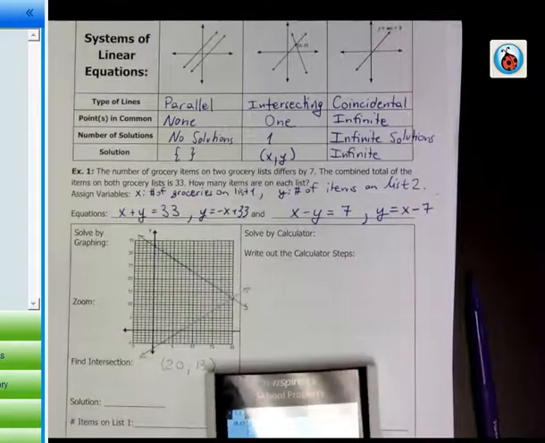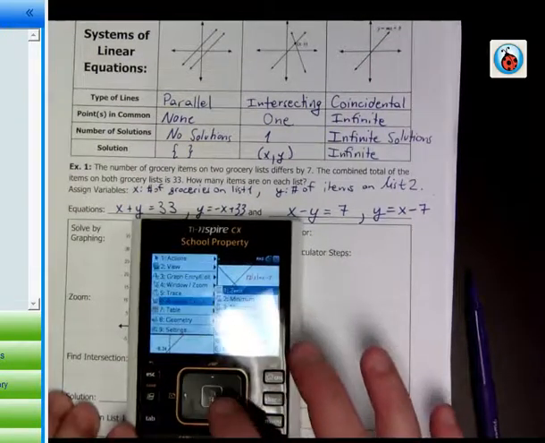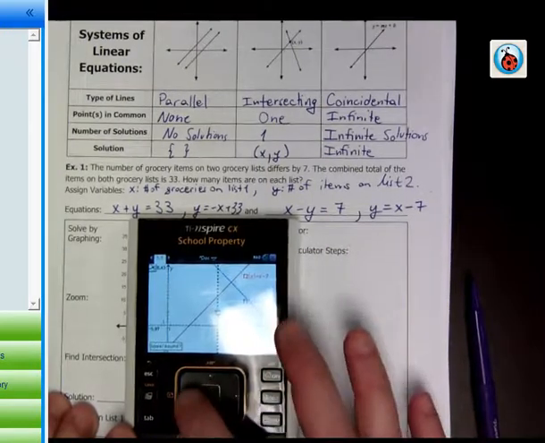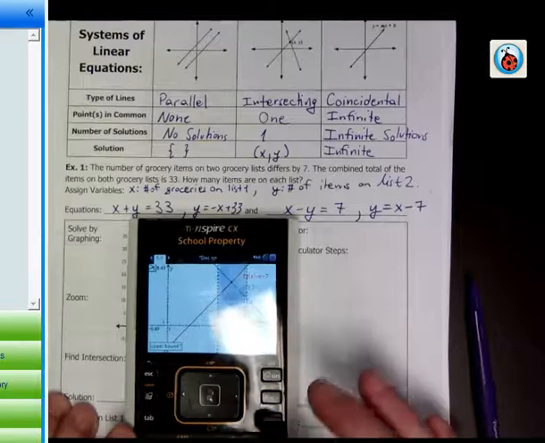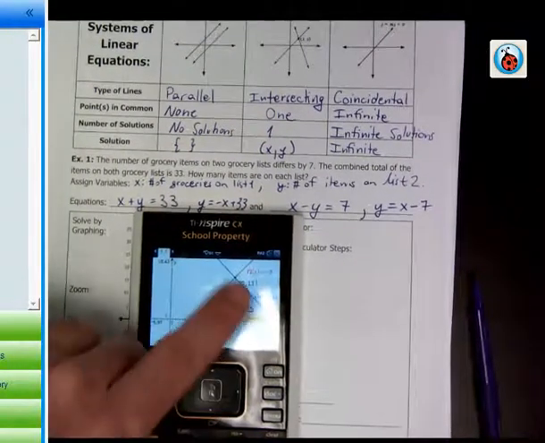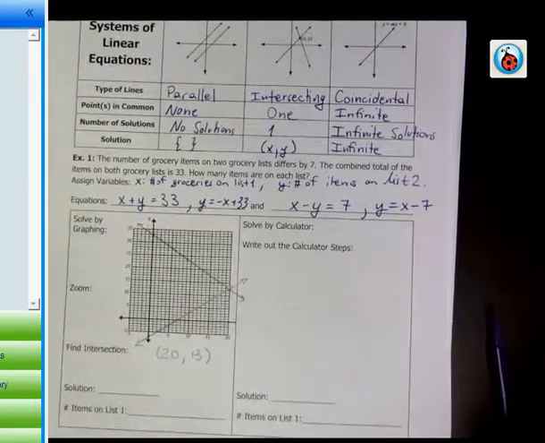Now if you're going to use the calculator, you can click Menu, Analyze Graph, Intersection, and you want to click to the left and to the right, and it finds that intersection for you. And you can see it's 20, 13, the same thing I got over here.